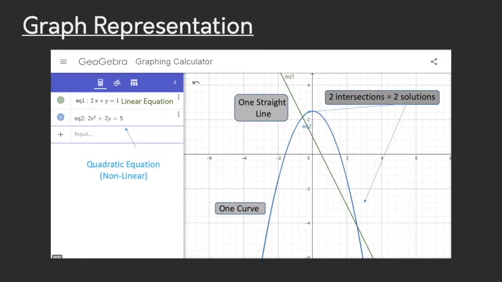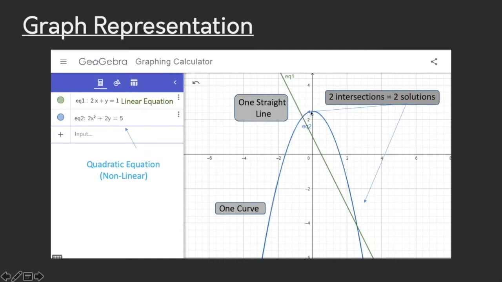This is a graph representation of the equations for the subtopic that involves linear and nonlinear. This is a linear equation where the highest power is 1, and this is a nonlinear equation where the highest power of any of the variables is 2. You can see here the linear equation is a straight line, and the quadratic equation will graph a parabola.